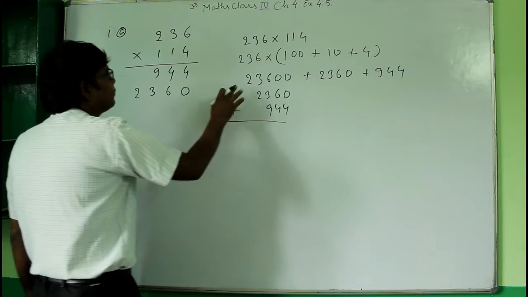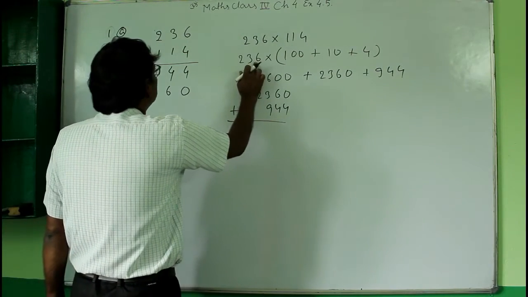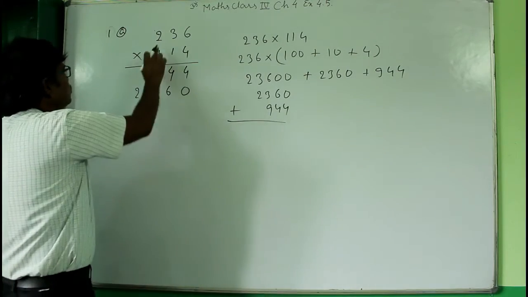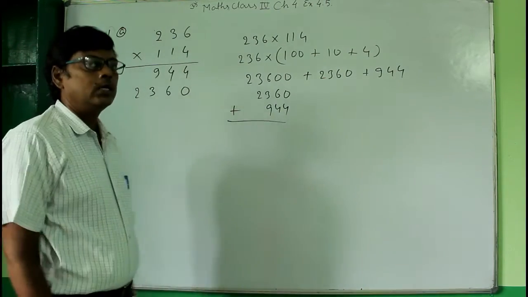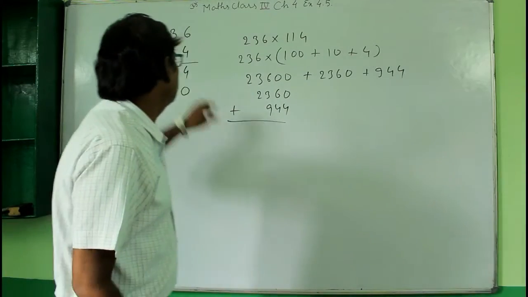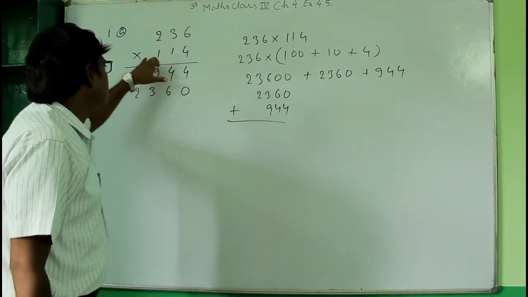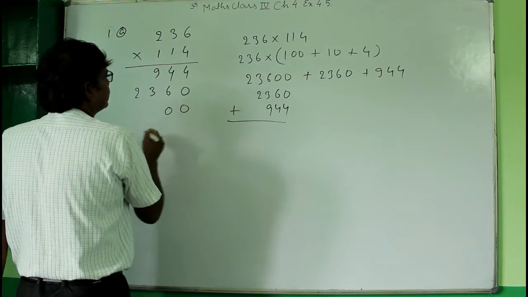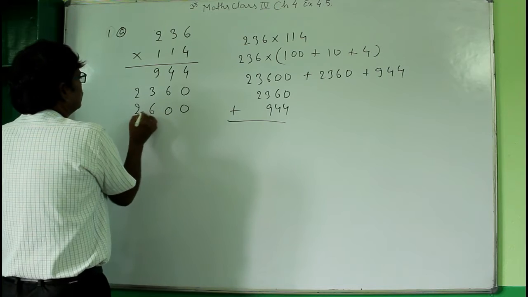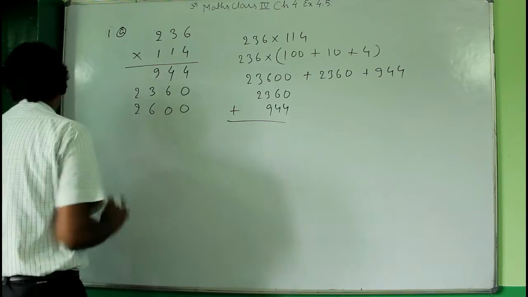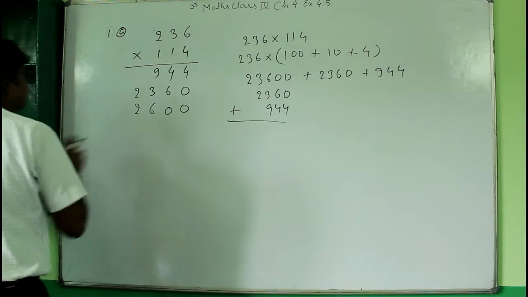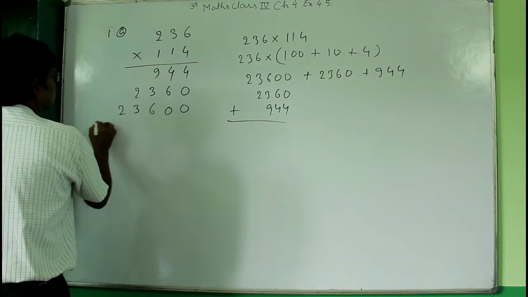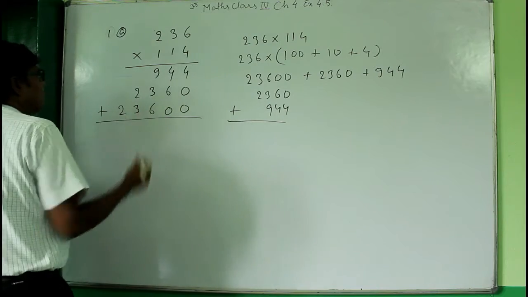And next is this number, that is 236 into 1. So again 236 into 1 will be 236, but this one is at the hundreds place, so here there will be 2 zeros, that is this number, then 6, then 3 and then 2. So now you will add all these numbers and then you will get the answer.